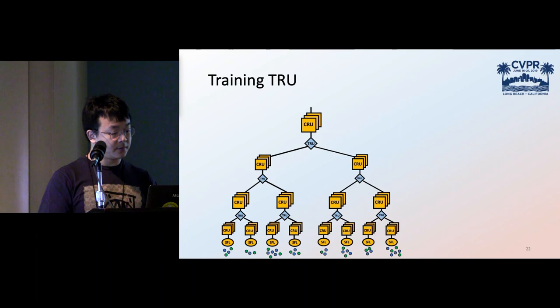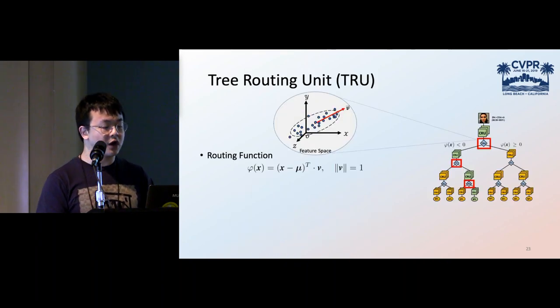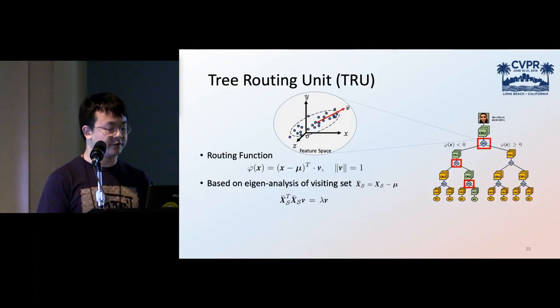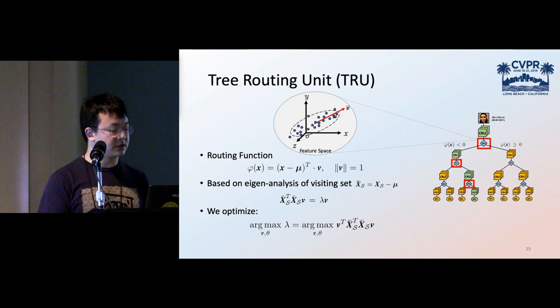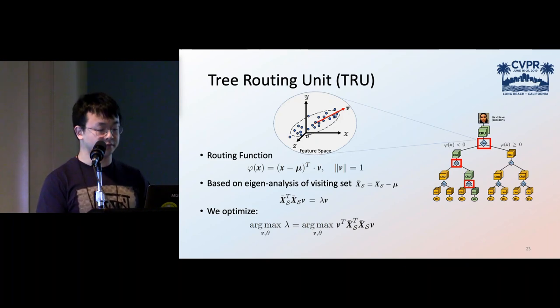Formally, the routing units can be described as a projection to a base vector V. Based on the eigen analysis, the larger the eigenvalue is, the more variation we can have on the base V. Hence, we just need to maximize the eigenvalue to achieve our goal.